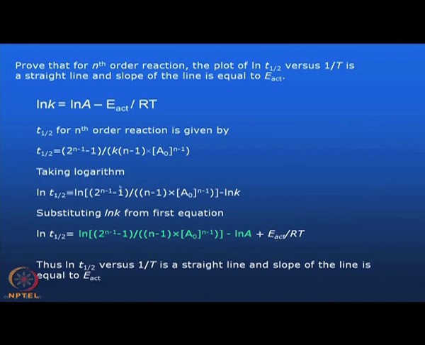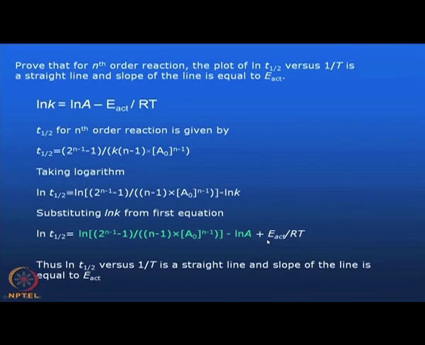For a typical nth order reaction, n not equal to 1, you can prove that T half versus 1 upon T will give you the activation energy. And of course, this is a straight line, because ln T half is equal to constant plus EA by RT. So, T half versus 1 upon T is a straight line.